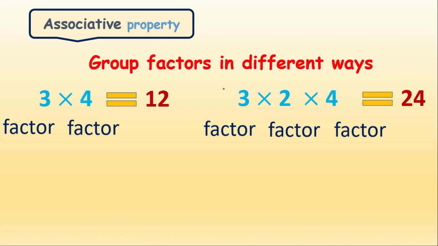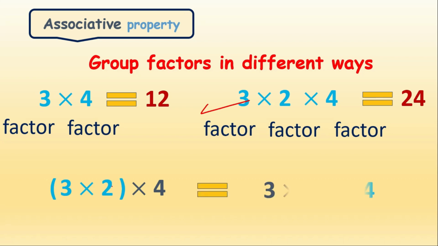Okay? So now, let's solve this operation using two ways. The first one, 3 times 2 times 4. Okay? So you can group two numbers between two brackets like 3 times 2. And also, you can write 3 times 2 times 4 but group 2 times 4 between two brackets.